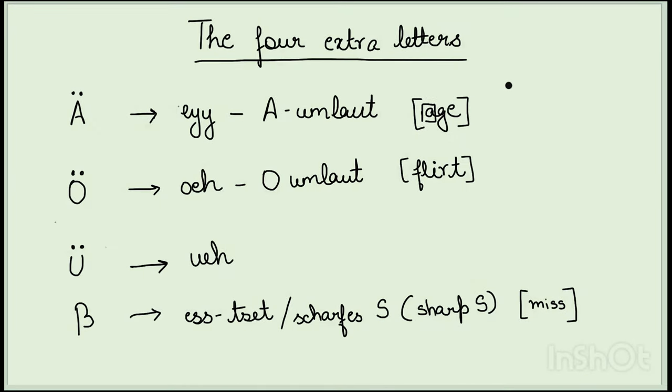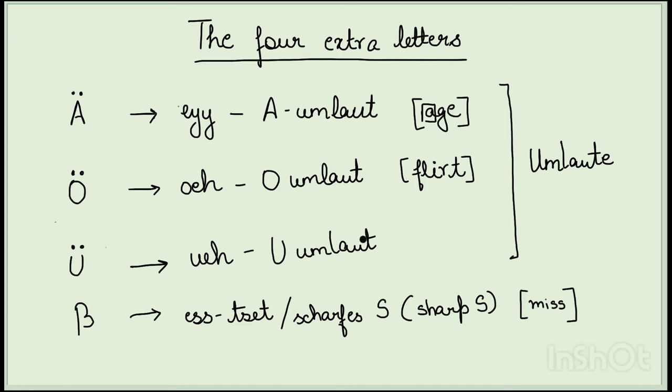So, we have just learned that the first three letters with the two dots on top are called Umlaute. And they are pronounced as follows. Ä, Ö, and Ü. Oh, I missed this here. It is also pronounced Ü, U Umlaut. Unfortunately, there is no English equivalent for the letter Ü here. And last, we have Eszett, or scharfes S.